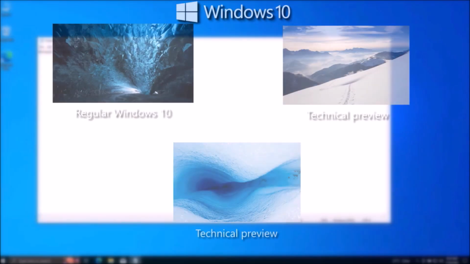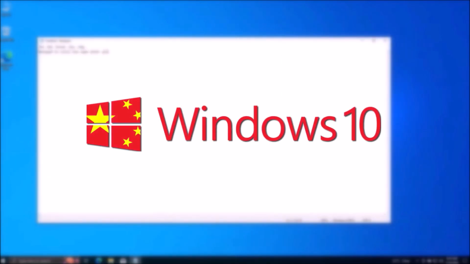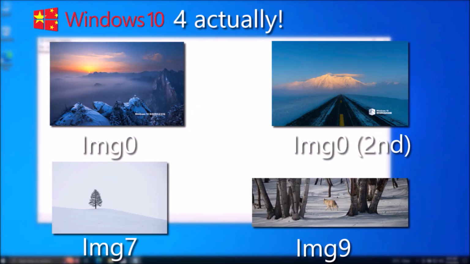Regular Windows 10 and its betas in total include 3 wallpapers, 2 from the beta builds, and 1 from regular Windows 10. Interestingly, after the Chinese government variant of Windows 10 got leaked in 2020, we learned that it had a completely different selection of wallpapers. It had a total of 5 winter-themed wallpapers. Anyway, let's firstly start with regular Windows 10.